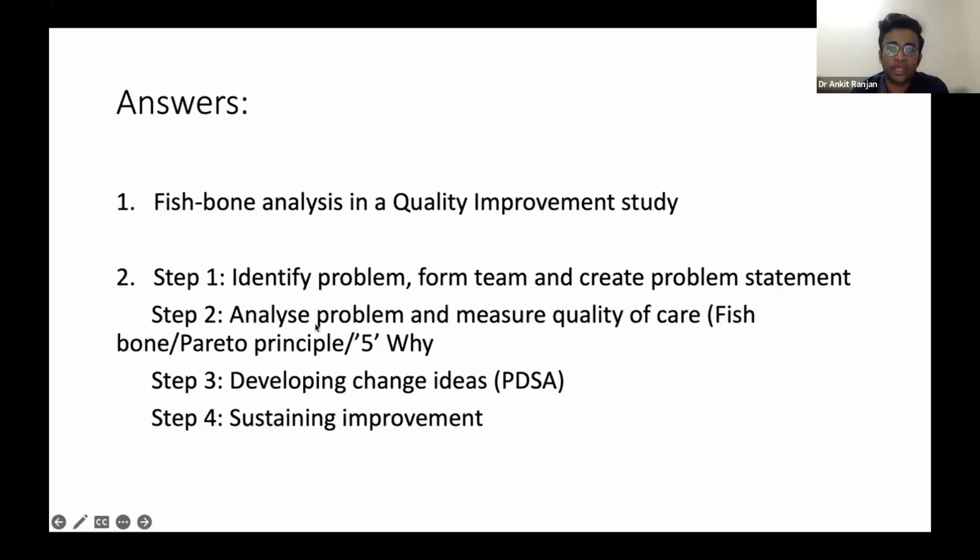In the second step, we analyze the problem and measure the quality of care. For that, we use fishbone, Pareto principle, and 5 whys. You can read about these things. In the third step, we develop change ideas and we implement those change ideas to see what effects we are getting in our system due to those changes. And one of the most important steps is sustaining those improvements. Once you get an improvement, you also have to sustain the improvement.